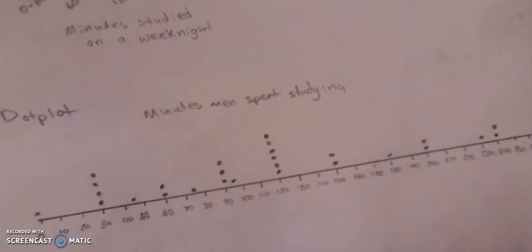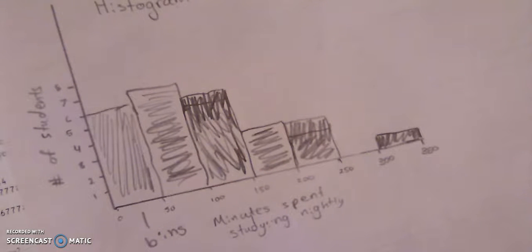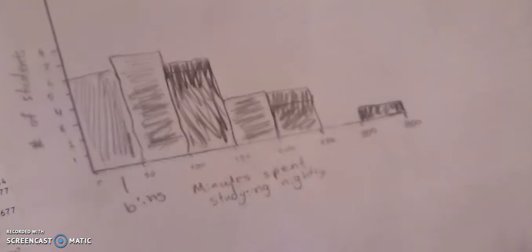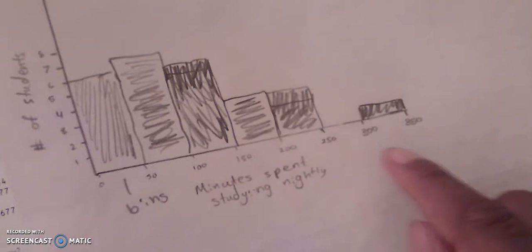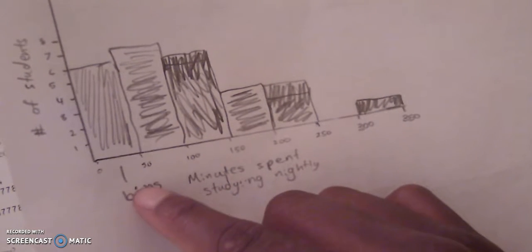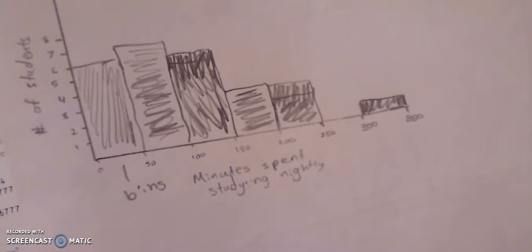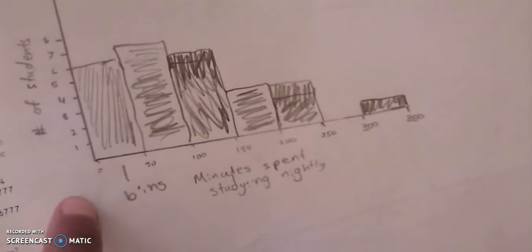But sometimes you just want to see overall patterns and trends, and that will bring us to a histogram. You must know how to create a histogram by hand and by a calculator. So let's look at this. This histogram shows that I've created intervals of 50. These are called bins. So each interval has to be of equal width, and as you can see, on this vertical axis, I have my frequency.